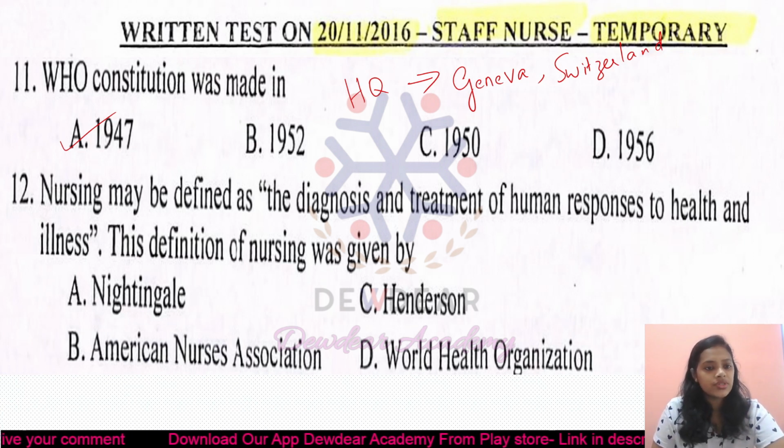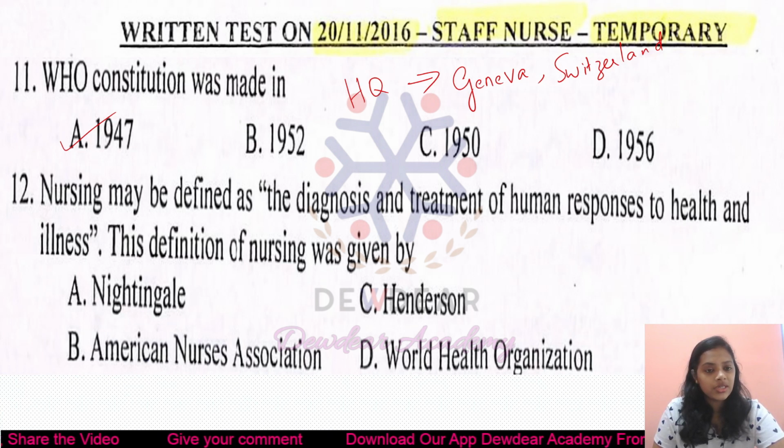Then next question, question number 12. Nursing may be defined as the diagnosis and treatment of human responses to health and illness. This definition of nursing was given by, options are Nightingale, American Nurses Association, then Henderson, World Health Organization.